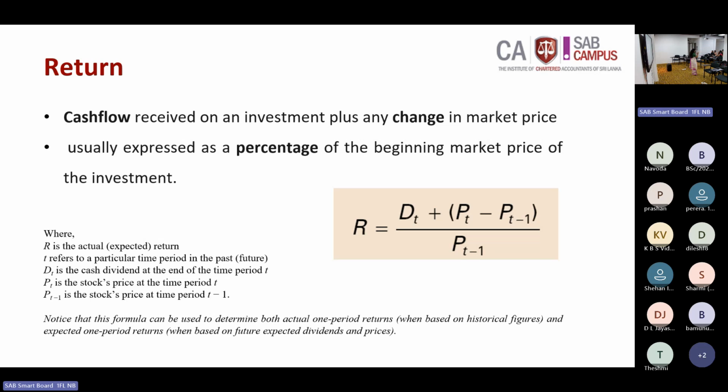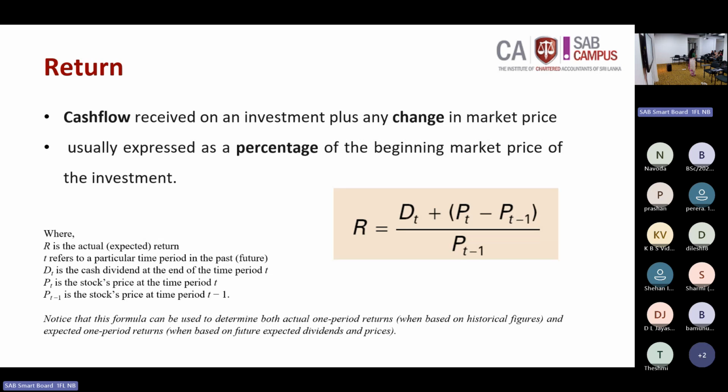The difference between 100 and 150, that is 50 rupees. What is it? That's the capital gain. Right. So this is very basic. You have to understand, if you invest in a share, you are getting two types of returns. First one is the dividend, the other one is capital gain.